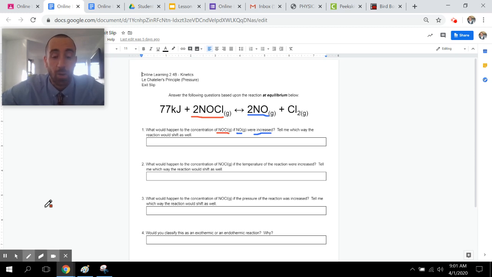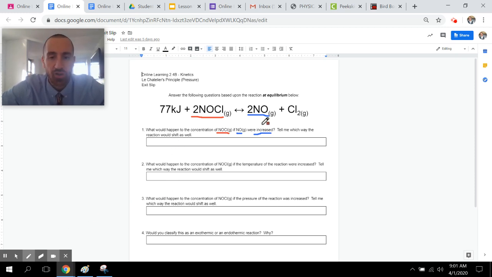That's my fault. One of the first things I want you to notice is that when you are answering any of these questions, 1, 2, or 3, the first thing you should be trying to figure out and think about is which way will the reaction shift? Is it going to shift to the left or is it going to shift to the right? Okay, so let's figure that out.